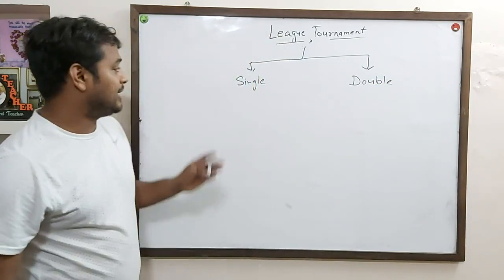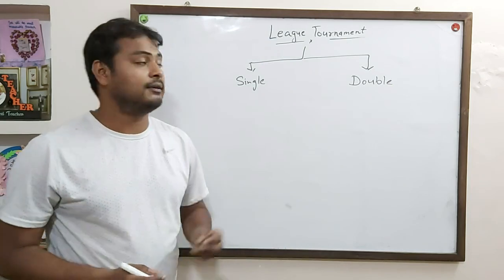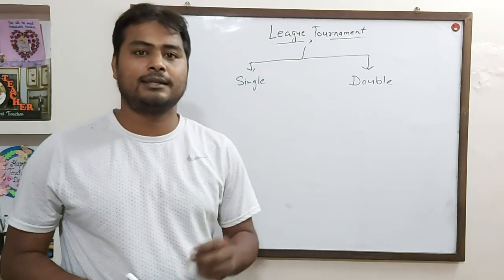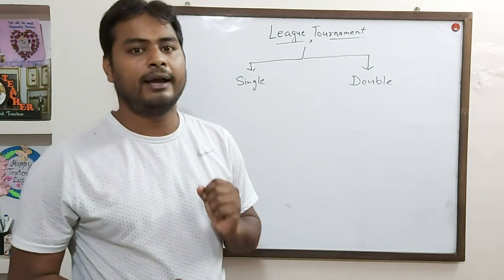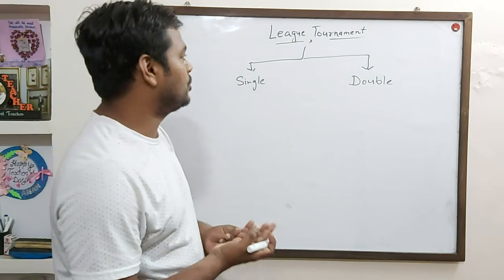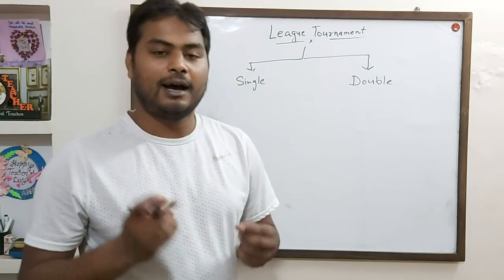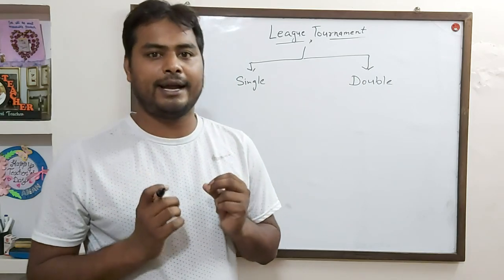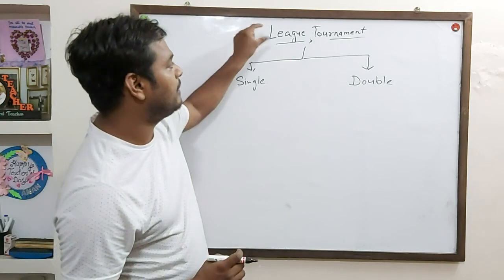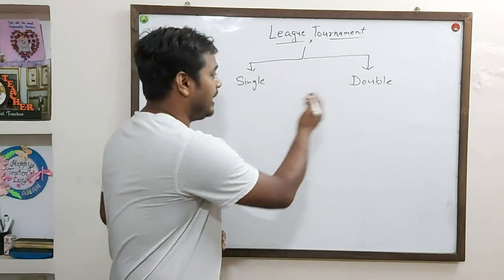Before telling you the types of league tournament, I want to tell you one more thing. A league tournament is also known as a round robin tournament and a Varga type of tournament. So if in your question paper you get a question to draw a picture of a round robin tournament or a Varga type of tournament, then it means you have to draw a picture of a league tournament. So league tournament has two types, single league and double league.